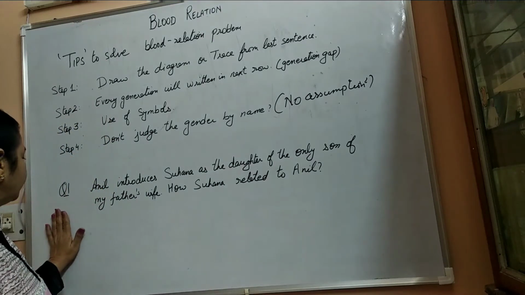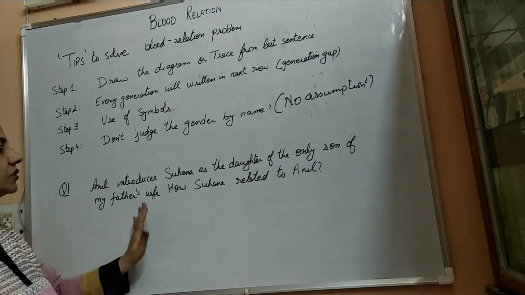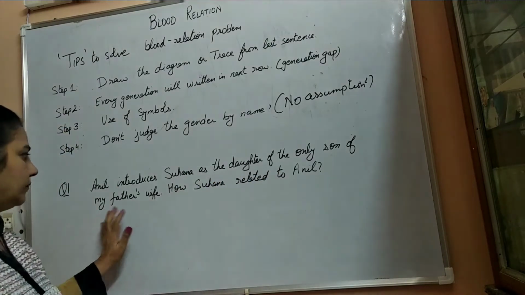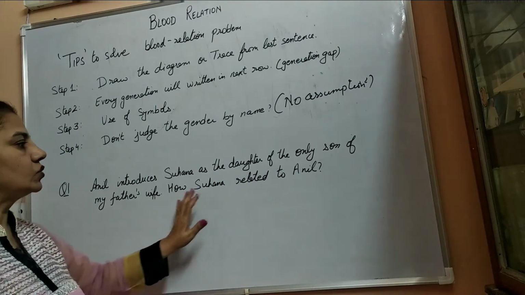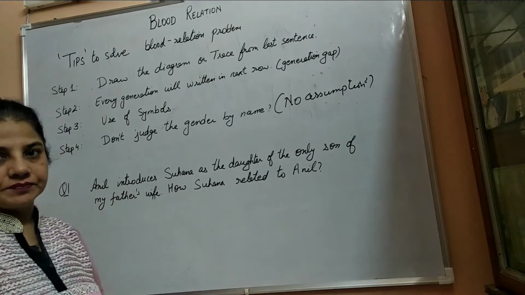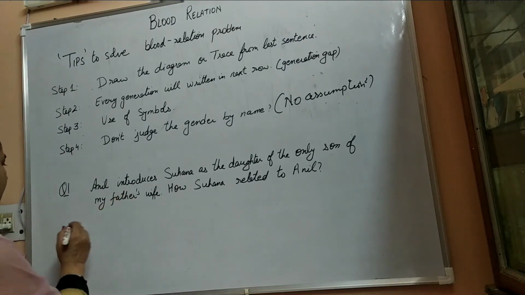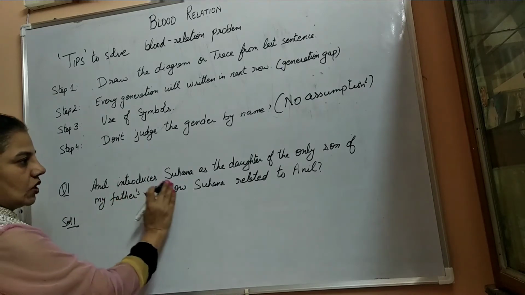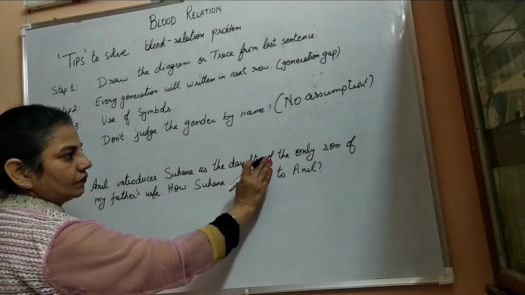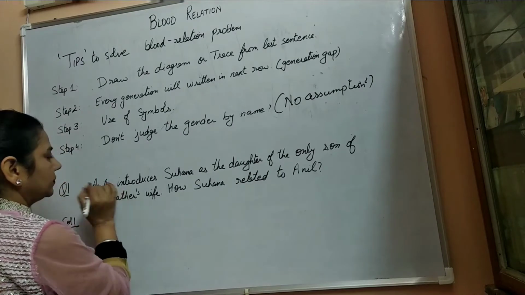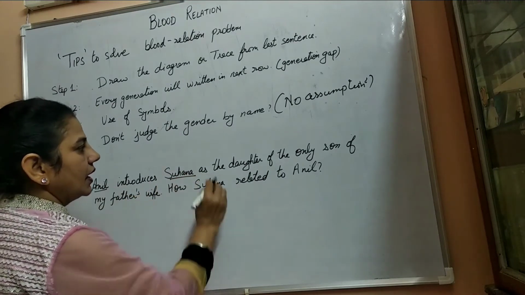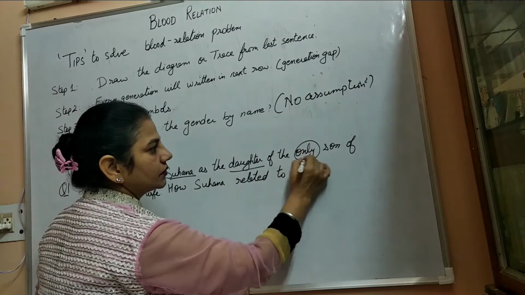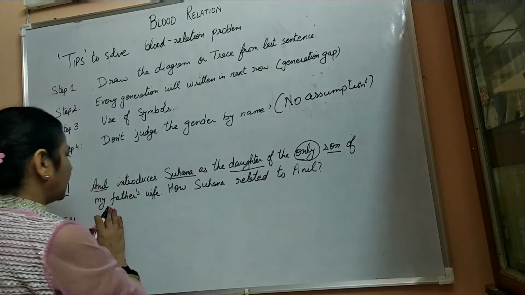Next, if a question is given to you: Anil introduces Suhana as the daughter of the only son of my father's wife. How is Suhana related to Anil? So first step is draw the diagram. Let us draw the first diagram. Anil introduced Suhana as the daughter of the only son of my father's wife.